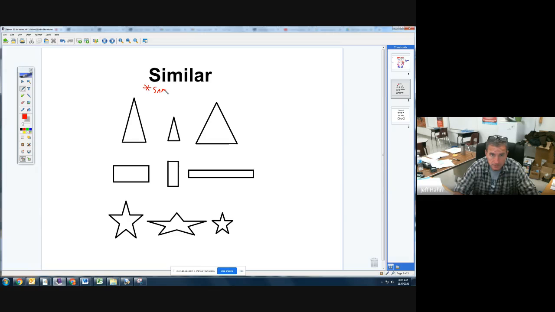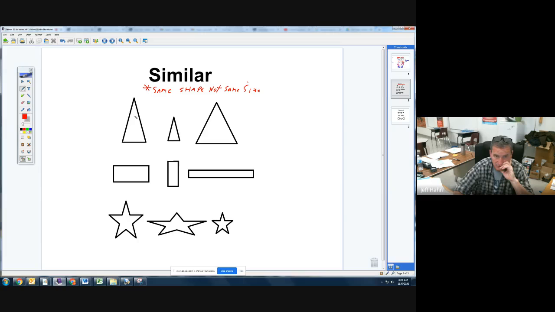Same shape, but it doesn't have to be the same size. Okay, same shape, not same size. And I like to think about this. You have to understand this little thought here. While these three are all triangles, they are not all similar.